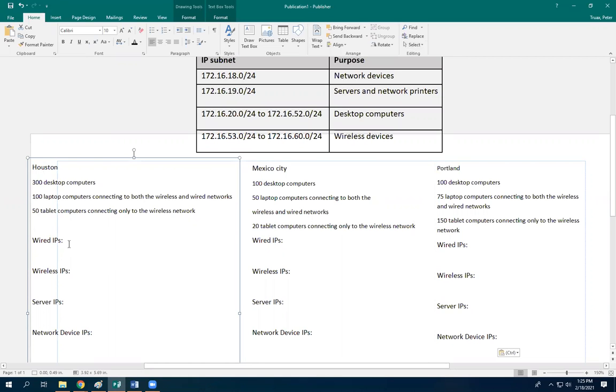Right. Okay. But we're splitting it off between wired and wireless, so you're only going to have 400 wired and 150 wireless. But you're absolutely correct. In total, 550.